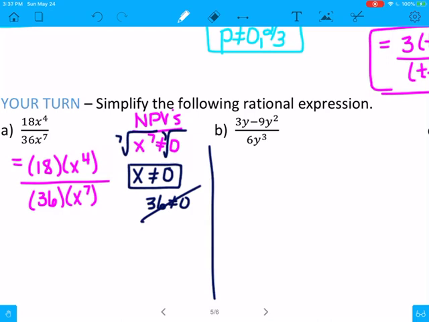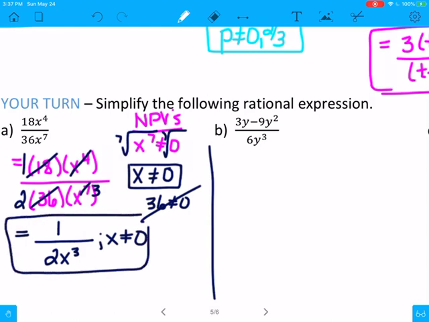Okay, then we go back and we say 18 and 36. What can I take out of both of them? Well, I can take an 18 out of both. 18 divided by 18 is 1. 36 divided by 18 is 2. And then on the top I have an x to the 4, and on the bottom I have an x to the 7. So x to the 4 I take 4 off. X to the 7 I take 4 off, so I'm left with x to the 3. So the entire numerator canceled. When the entire numerator cancels, I'm still left with a 1 over 2x3, followed by x cannot equal 0. All right.